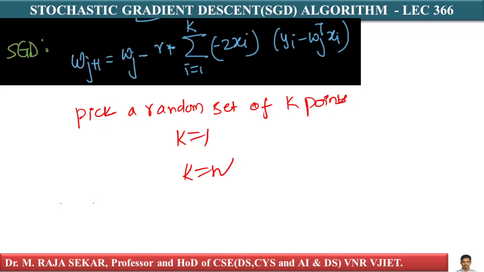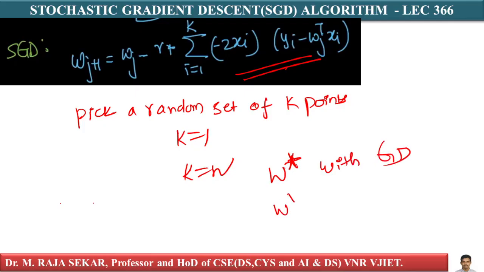And if you do this update function enough number of times, the solution that you get, W star, ultimately what will you get? You will get W star, isn't it? The solution W star with gradient descent, we know how to find. You can also find W star with SGD, stochastic gradient descent.